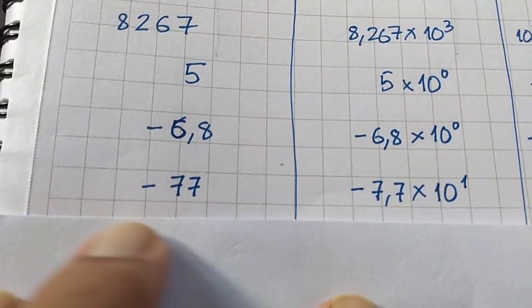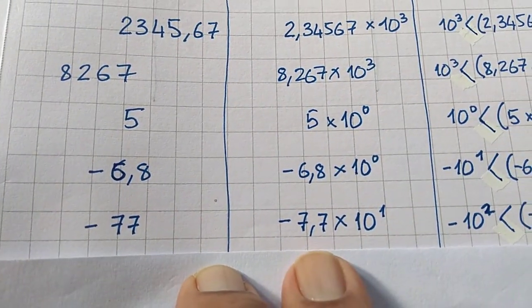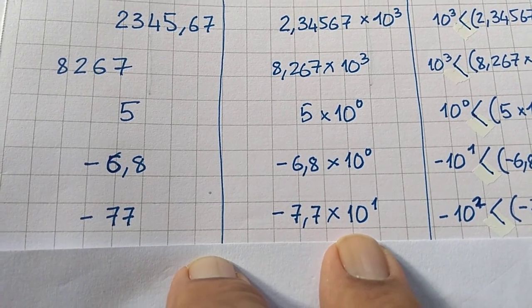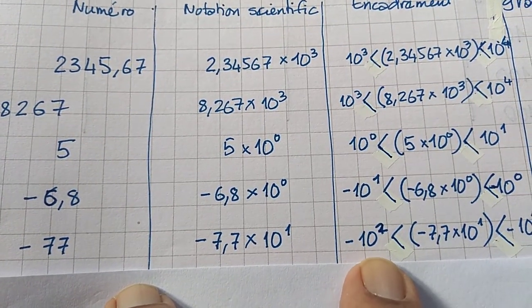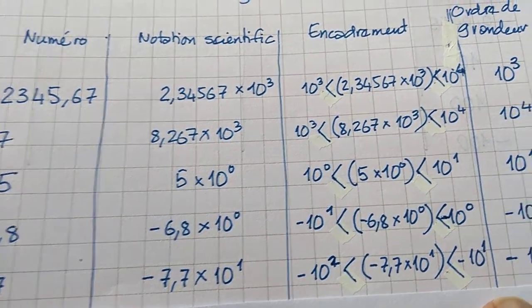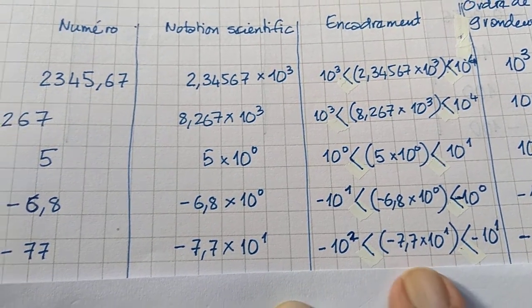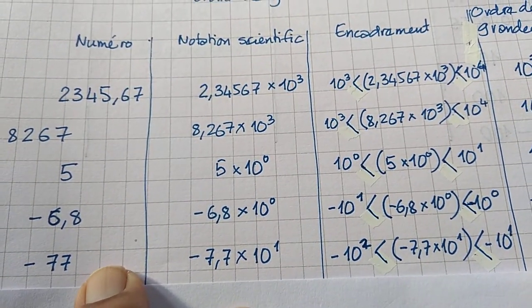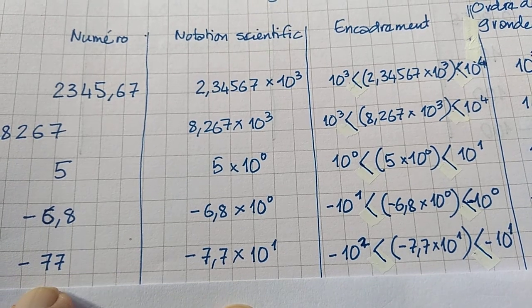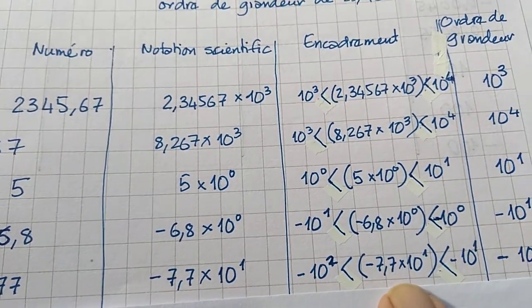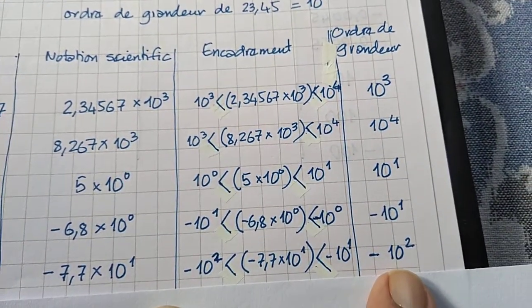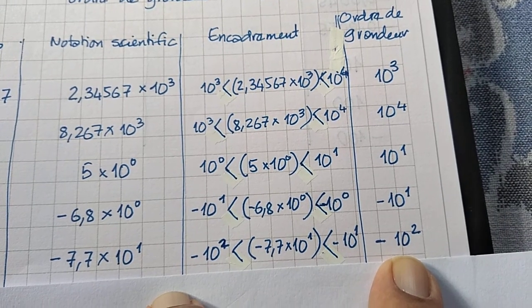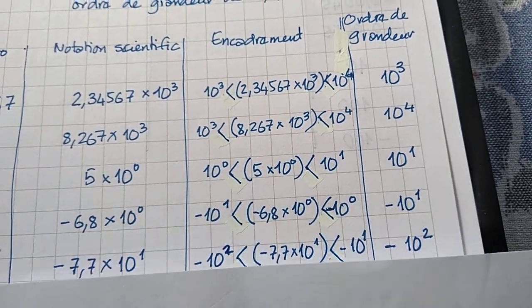Similarly, now we take a number minus 77, you'll get minus 7.7 times 10 to the power 1. So here you'll get minus 10 to the power 2, and here you'll get minus 10 to the power 1, because minus 77 is smaller than minus 10 but bigger than minus 100, but it is closer to minus 100. So here the order of magnitude is minus 10 to the power 2. I hope you are following.